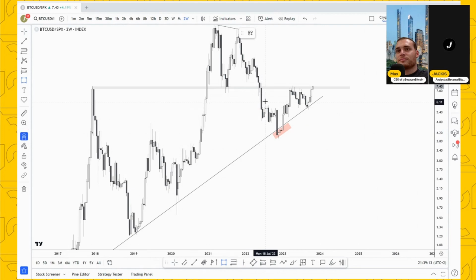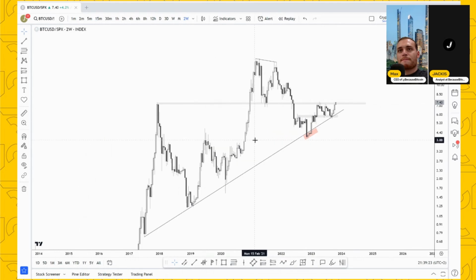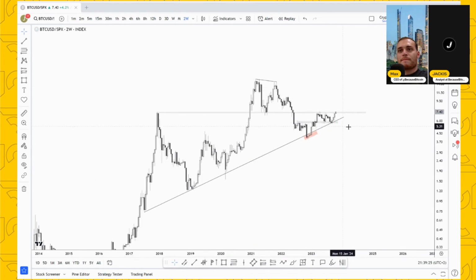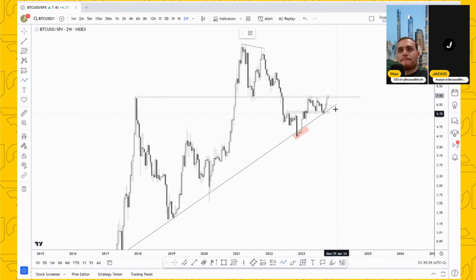People, these are facts, guys. This is not just hopium saying we go to new all-time highs next week. No, these are pure facts in the chart and should not be underestimated, in my opinion. Yeah, that's a really interesting chart.